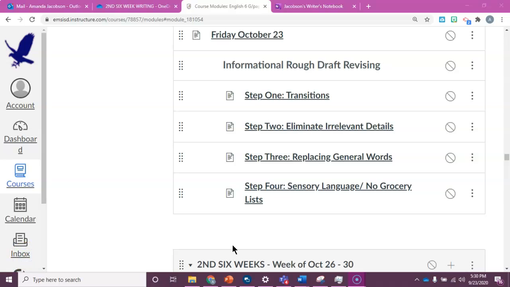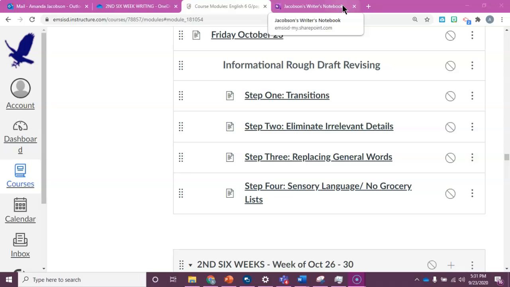Today we are revising our informational draft step by step. This is step 4, sensory language and getting rid of grocery lists. We've talked about this before in class and practiced with other people's writing, but now it's time to apply it to our writing. Remember, nobody likes a list. If all you have is a list of words in your writing, that sentence is going to bore your reader.